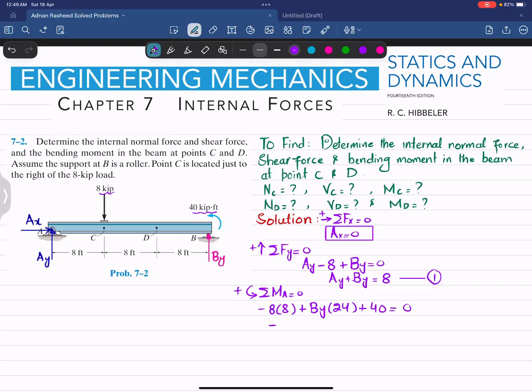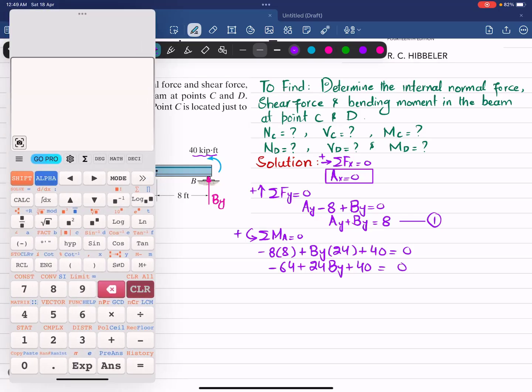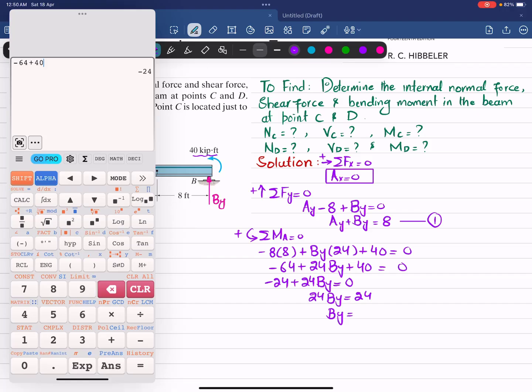So minus 8 multiply 8 is minus 64, plus 24 BY, plus 40 is equal to 0. So minus 64 plus 40 is minus 24. So I can write minus 24 plus 24 BY is equal to 0. So it means that 24 BY is equal to 24, and BY will be equal to 24 by 24, which will be 1, and the unit will be kip.